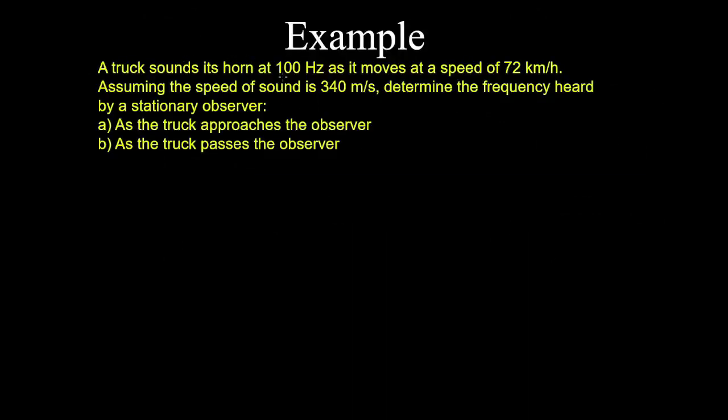A truck sounds its horn at 100 Hz as it moves at a speed of 72 km an hour. Now assuming the speed of sound is 340 meters per second, which is a typical speed in air at 20 degrees, determine the frequency heard by a stationary observer as the truck approaches the observer. So that's part A. So we have our observer being stationary and our source approaching the observer at 72 km an hour.